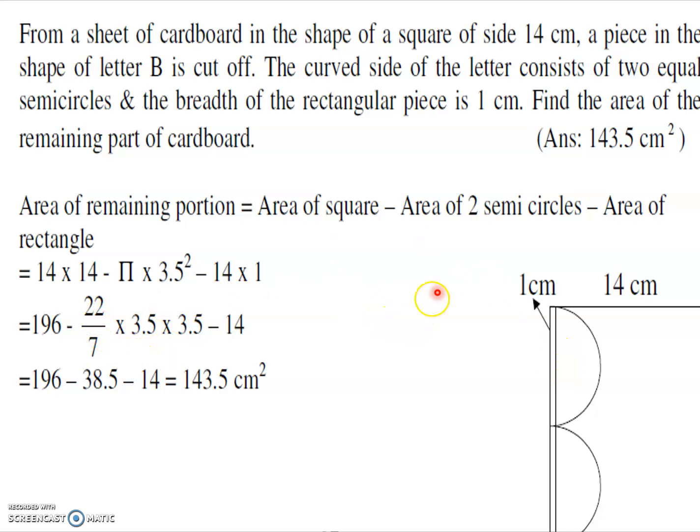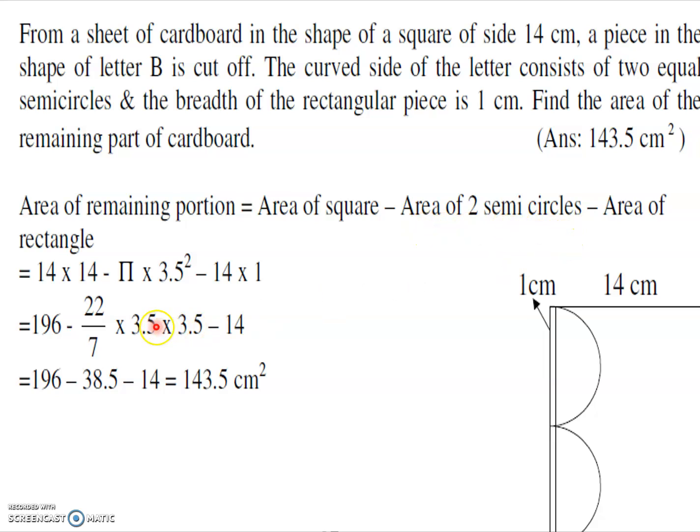Now how do we find the area of the remaining part of the cardboard? Remaining cardboard area is the area of the total square, then plus the area of two semicircles, minus the area of the rectangle. What is given and what do we have to consider? Let us start. We know the area of a square is side square, so the cardboard side is 14 centimeter. That's why 14 into 14.